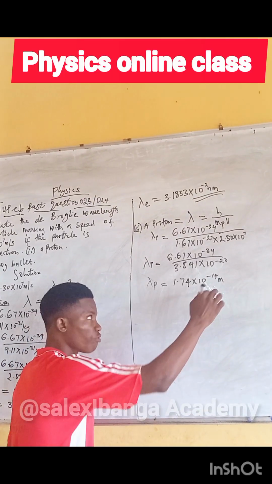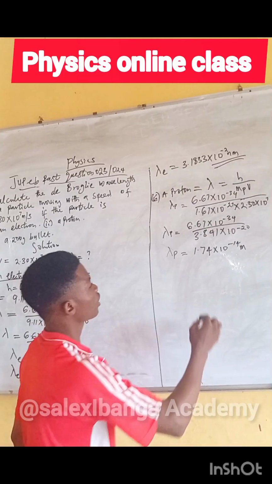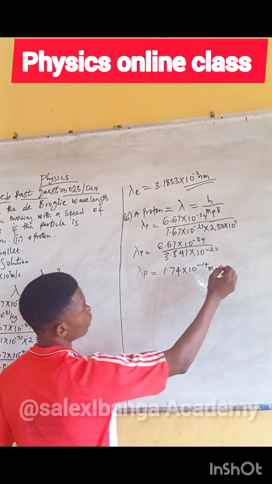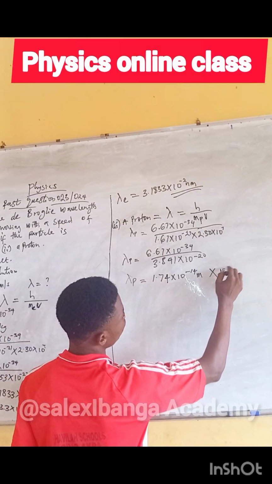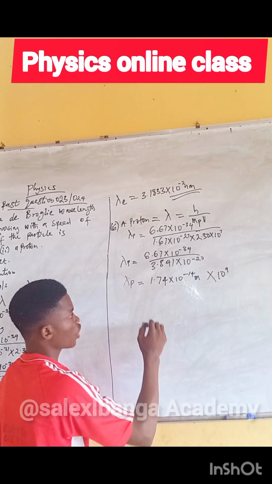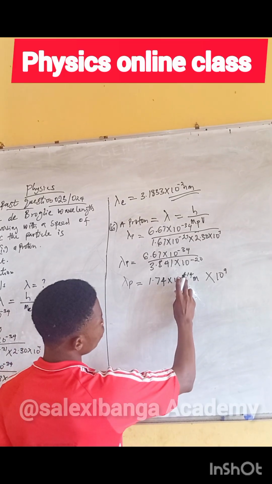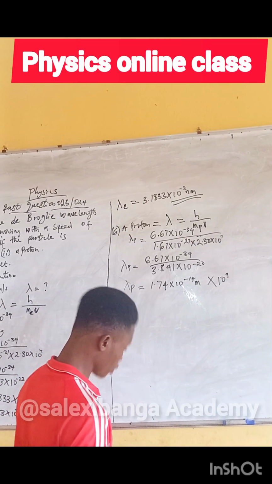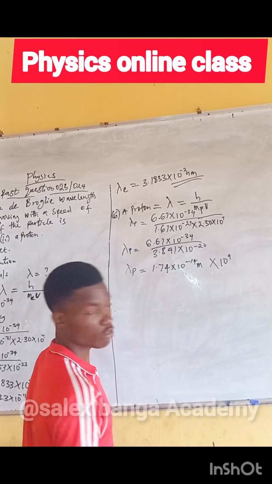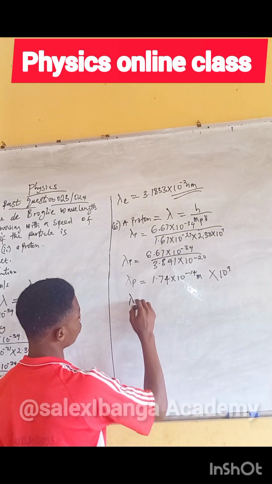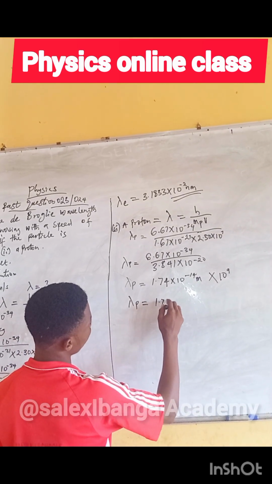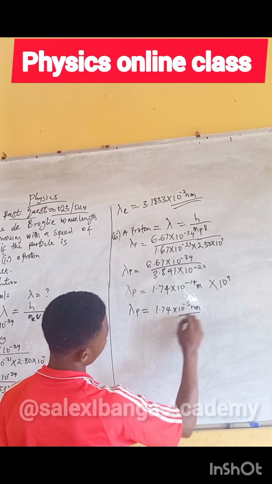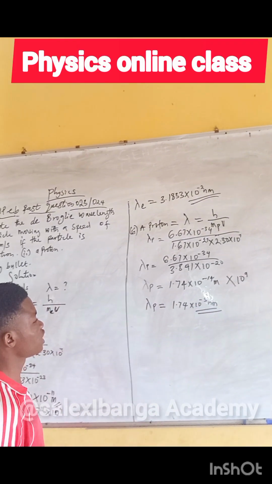So we can quickly convert from meter to nanometer by multiplying with 10 raised to the power 9. So if I do that, it's minus 14 plus 9, which gives me minus 5. That means lambda proton equals 1.74 times 10 raised to the power minus 5 nanometer. So that is when it is a proton.